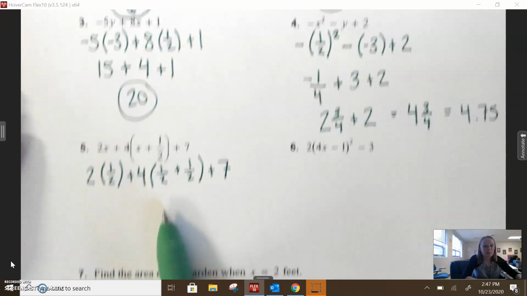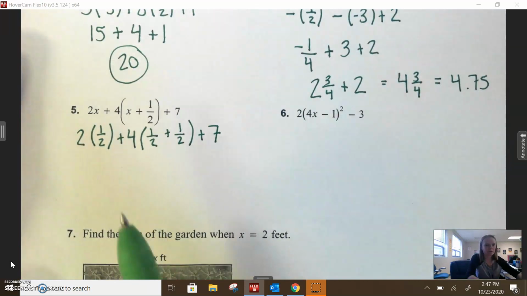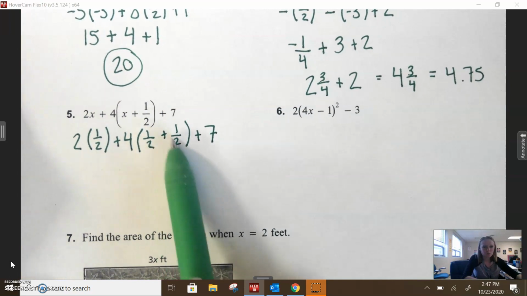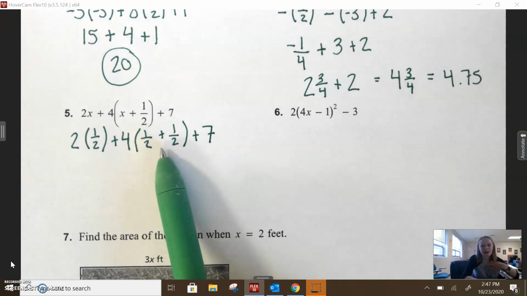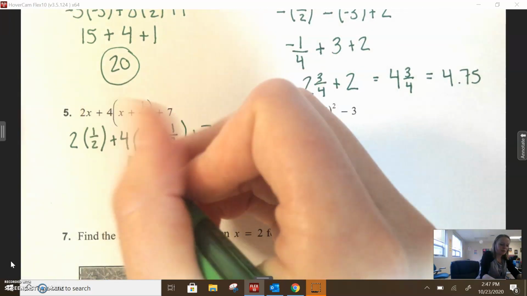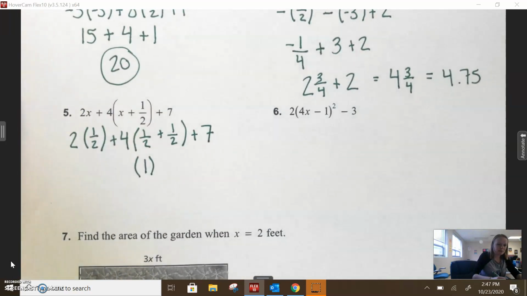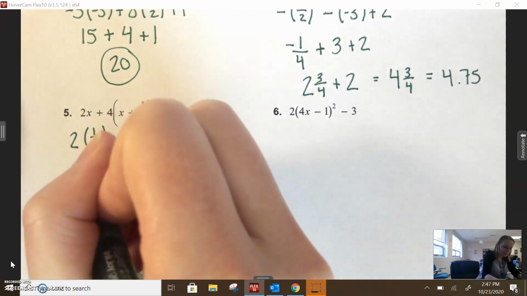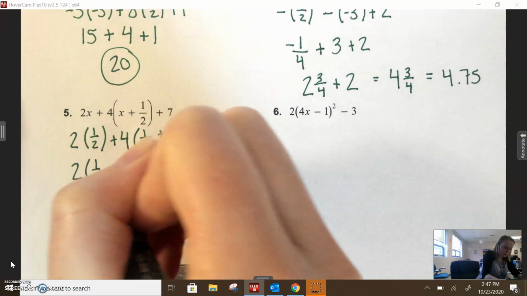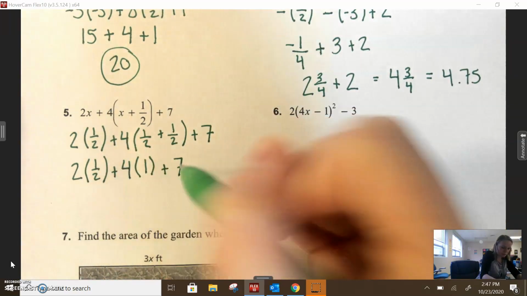Now this problem really does have a true parenthesis, so that's going to be my first step. So the true parentheses here, 1/2 plus 1/2. If I have half a pizza and you have half a pizza, we have one whole pizza. So to solve my parentheses, that's really just 1. And I'm just going to keep everything else the same here. So 2, 1/2, plus 4, plus 7.